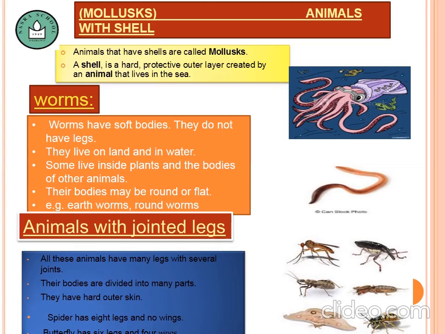Animals with joint legs. All these animals have many legs with several joints. Their bodies are divided into many parts. They have hard outer skin. A spider has 8 legs and no wings. A butterfly has 6 legs and 4 wings.